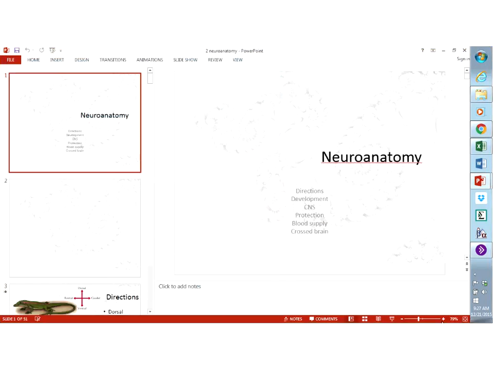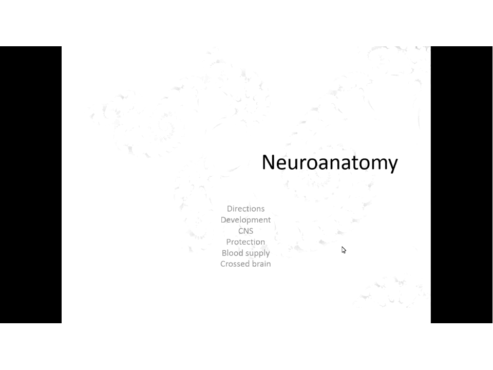So again, what we're going to do today is focus on the neuroanatomy of the central nervous system. We're going to talk about how to get around, how to navigate the central nervous system by talking about certain directions. We'll discuss the development of the central nervous system. Now this is really meant to help you understand the relationship between different structures of the central nervous system and how the central nervous system develops in relationship to those structures. Then we'll talk about the central nervous system itself, the different structures and their associated functions.